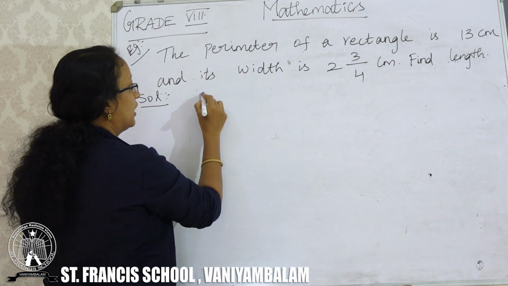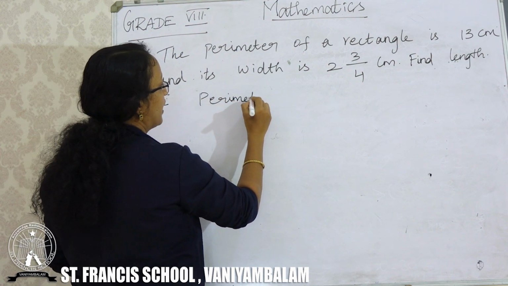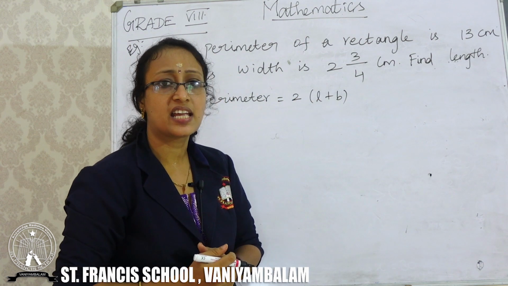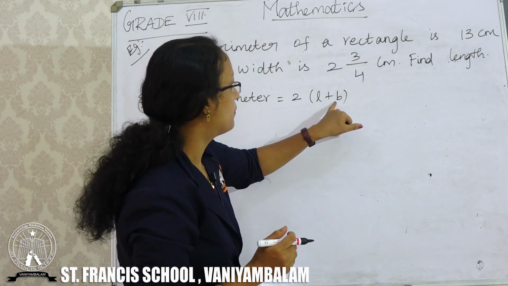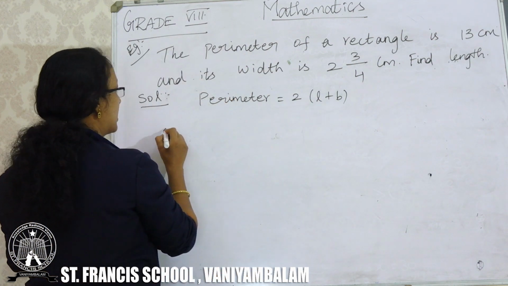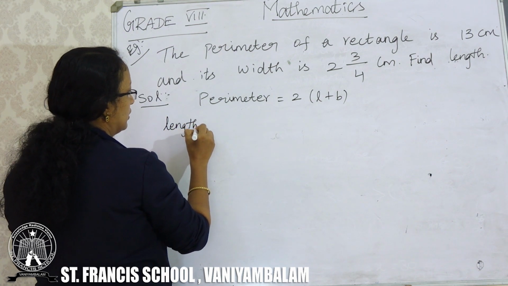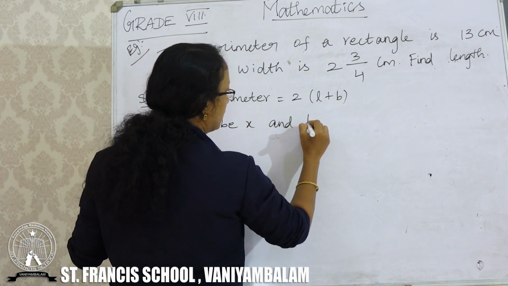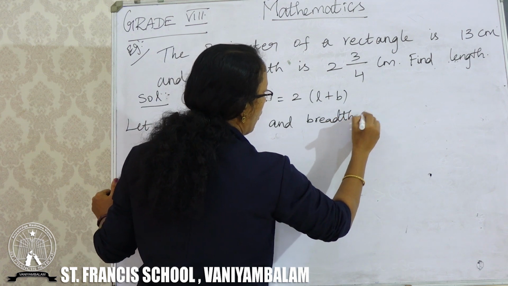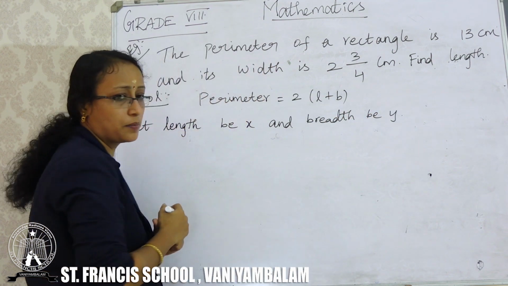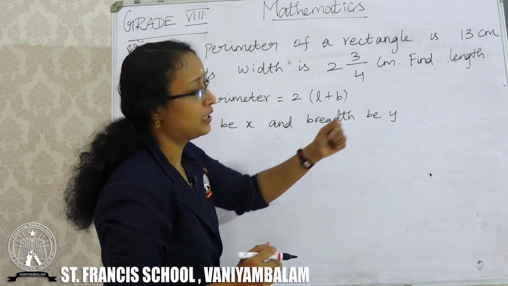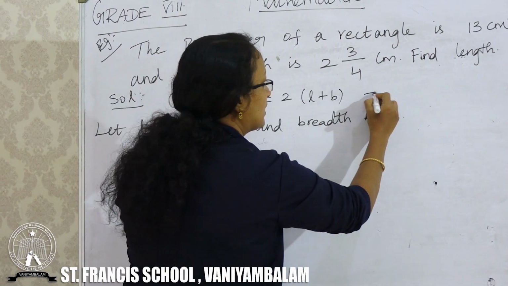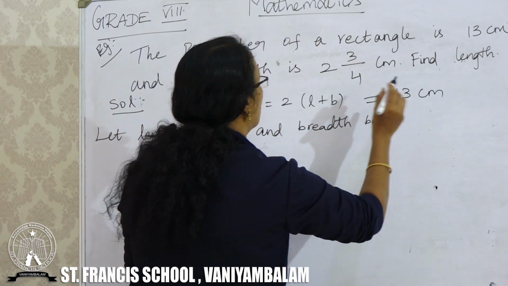First, we know the perimeter of the rectangle is 2 into L plus B. Let us take L as length and breadth as B. So let length be x and breadth be y. I took two variables, length be x and breadth be y, and the perimeter is given: 2 into L plus B is nothing but 13 centimeter. It is given in the question already.